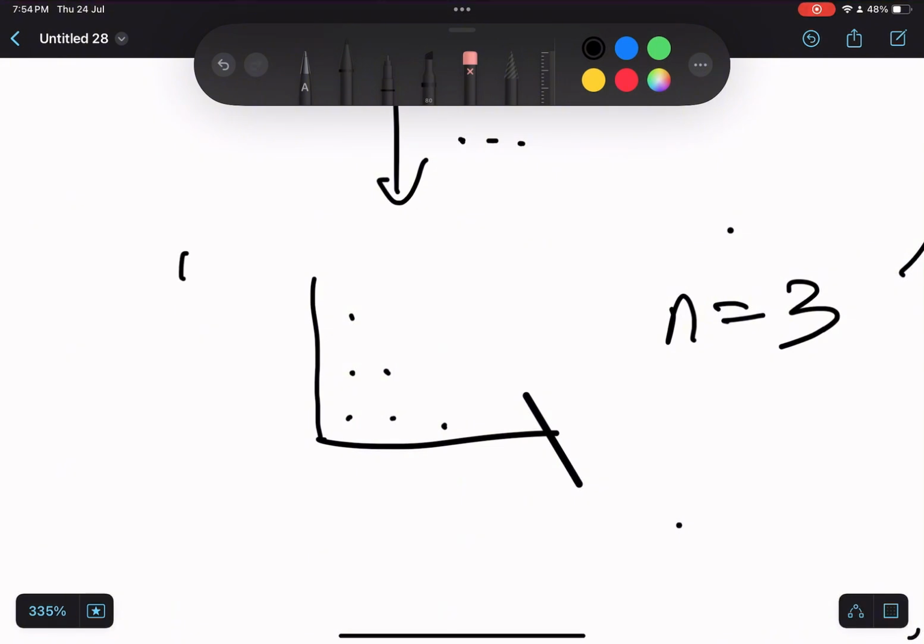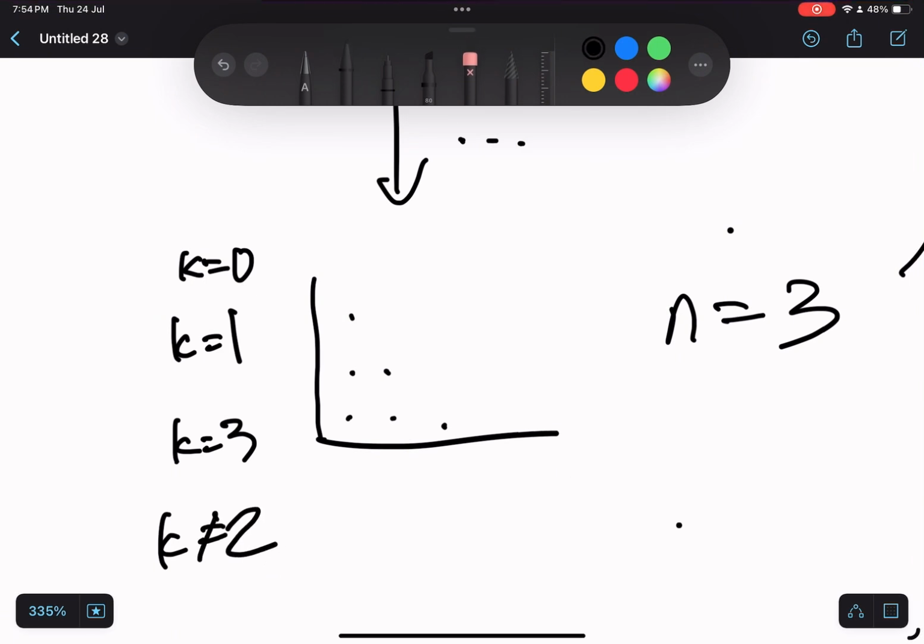Okay, wait, let's just write that first. k equals 0, and now k equals 1. We can do as we showed before, the cool looking more scarlet curve. And let's just go to k equals 3, which we also have shown before. But why not k equals 2? What is wrong with k equals 2?